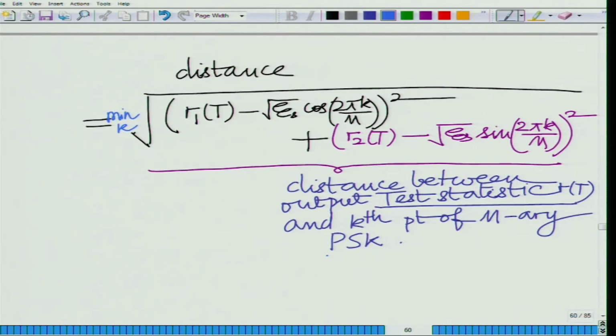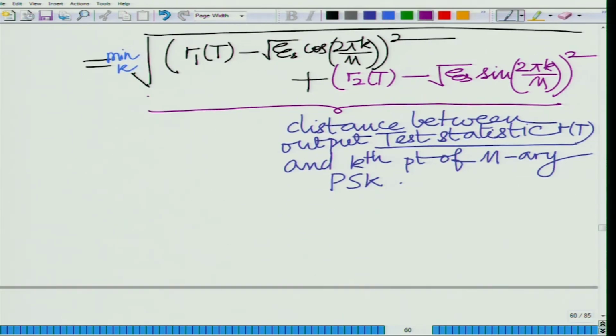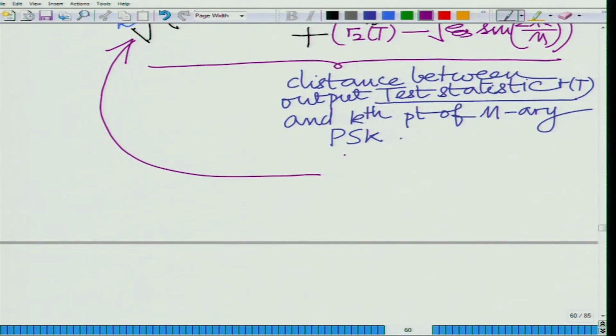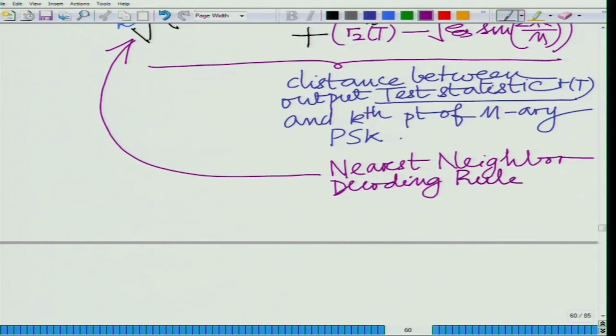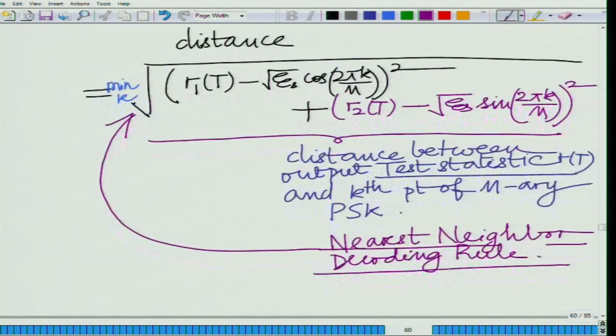basically choose the k which has the minimum distance, and this is known as the minimum distance criterion, or the nearest neighbor decoding rule. Remember, I had explained this informally in the context of PAM, QAM, etc. So, that is the decision rule for M-ary PSK.